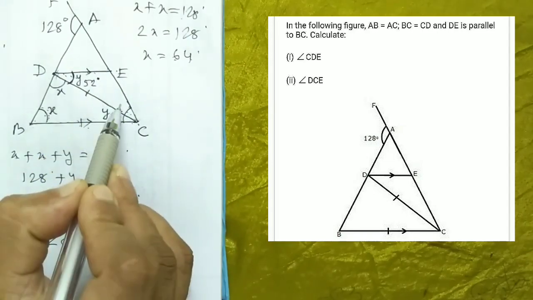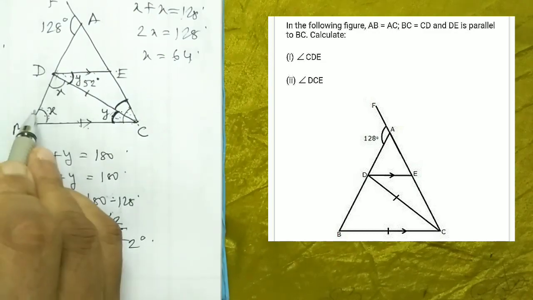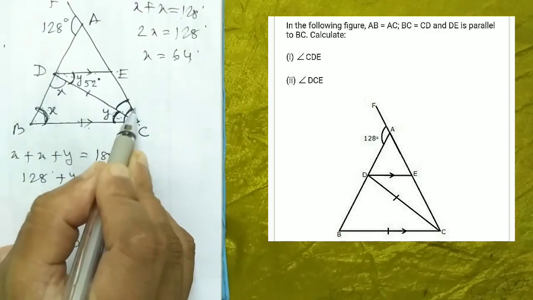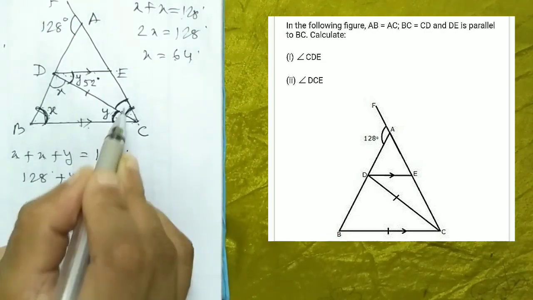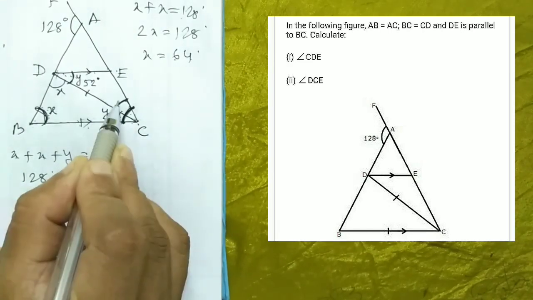DCE means this angle I have to find. It's very easy because I told you that this angle and this angle are equal and we got it x. So that means this is also x, but this much is y. So how much is this?